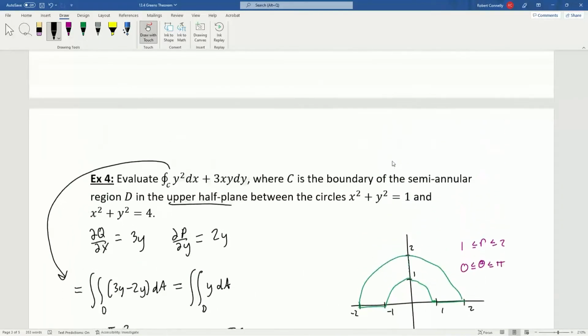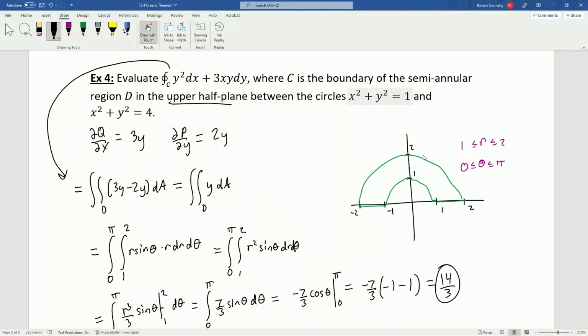So we think back to like this. Positively oriented, you're walking along your region. So if you imagine you're walking in this direction, counterclockwise, then the region is actually on your left side.